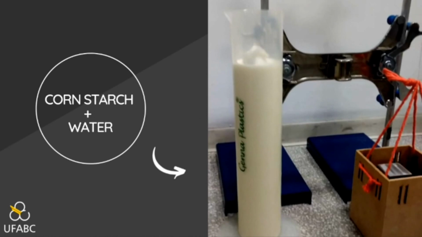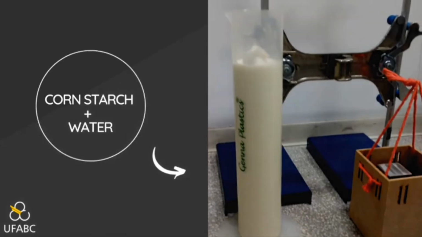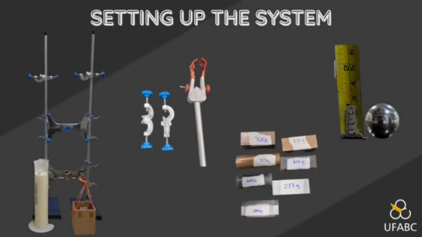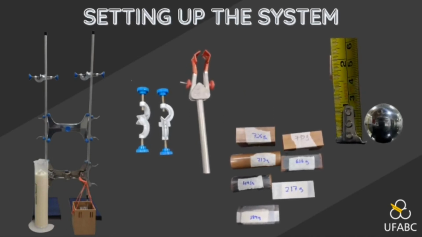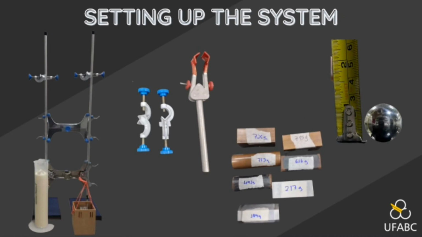Setting up the system: 2 universal supports perpendicular to the table with a prominent hook parallel to the table on each of the supports. A nylon thread was passed through these hooks with a steel spheric body attached to one end, with a plastic measuring cylinder test tube containing the non-Newtonian fluid from which the ball would emerge. The other end was attached to a wooden platform where weights were placed.